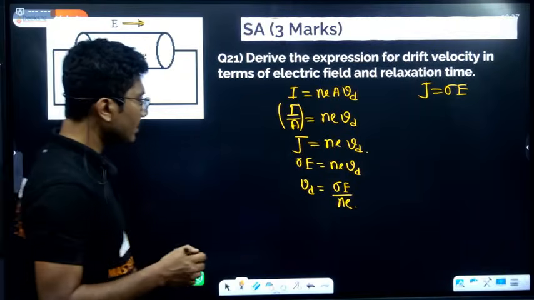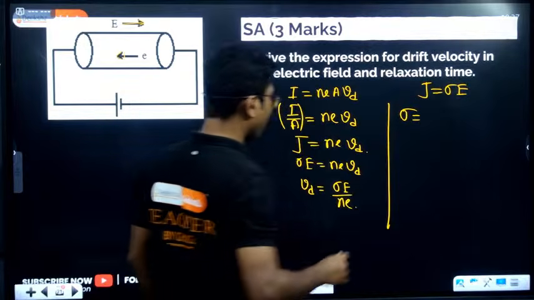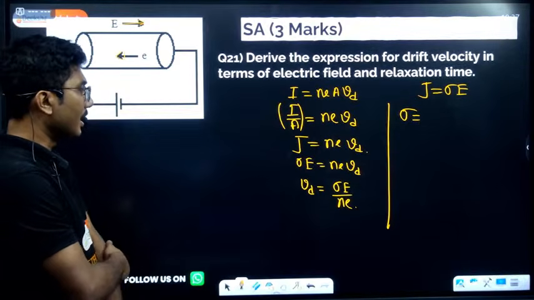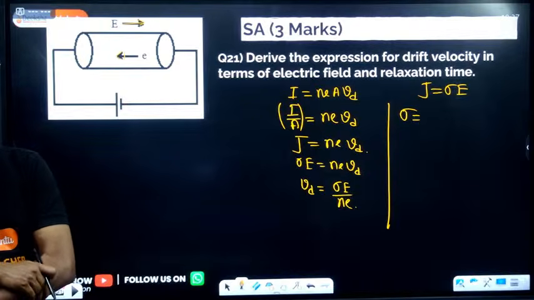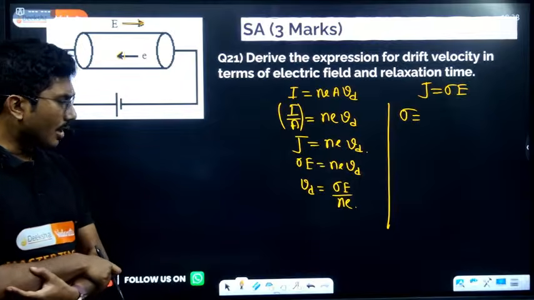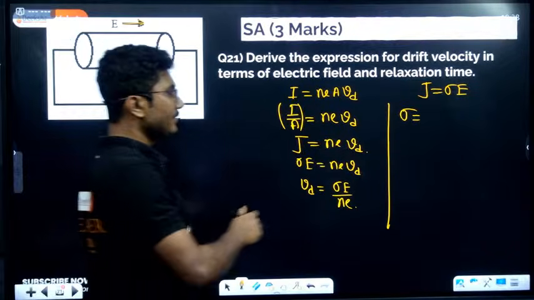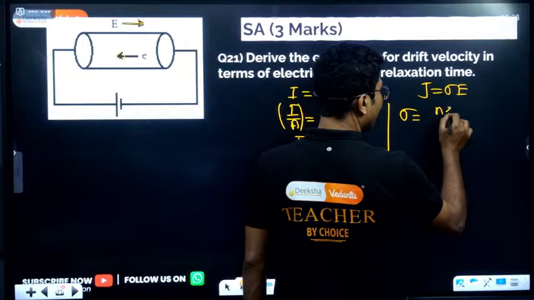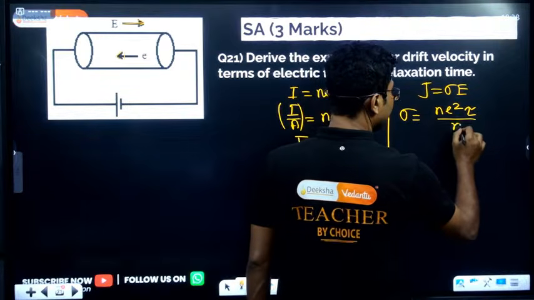Now in this equation you have to replace another equation, that is the expression for resistivity. Resistivity is N E square tau upon M. Okay, resistivity is given by N E square tau upon M. If I am not mistaken, this is the expression.